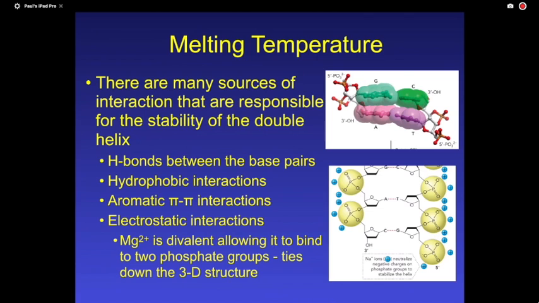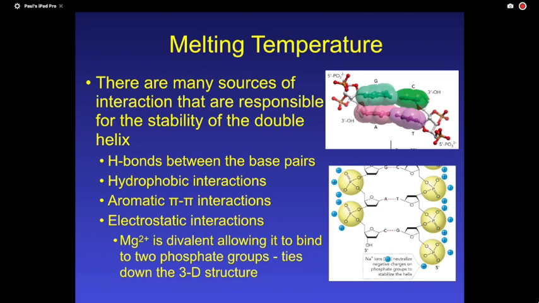Also, the DNA bases themselves are aromatic. So they have pi bonds that are conjugated, and we know the hydrogen bond goes this way, but they stack on top of each other. That pi-pi interaction above and below causes stability. So we would have to overcome that.